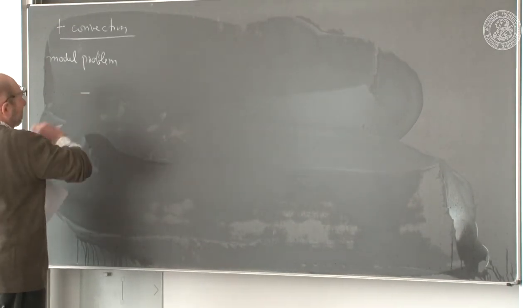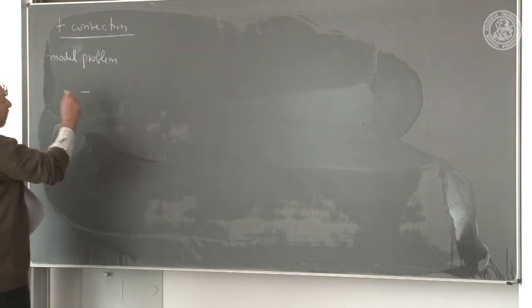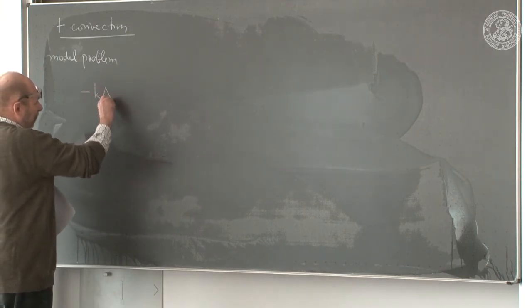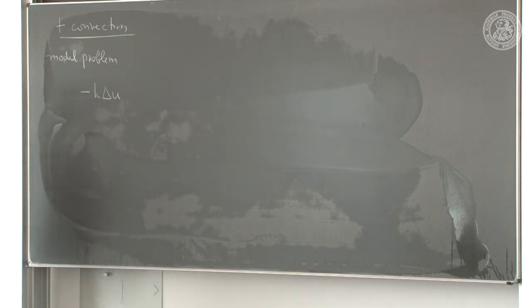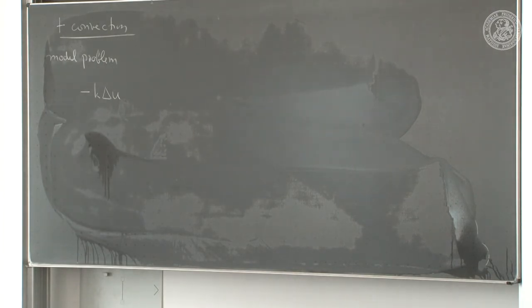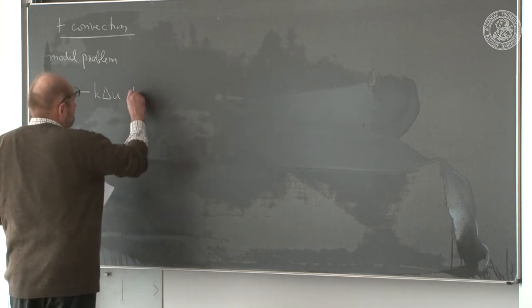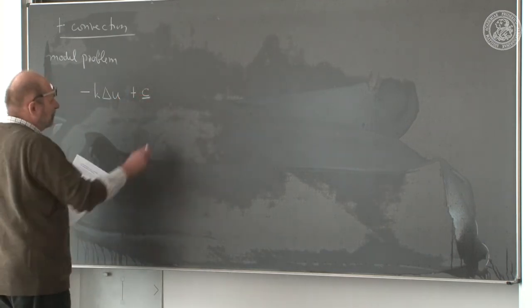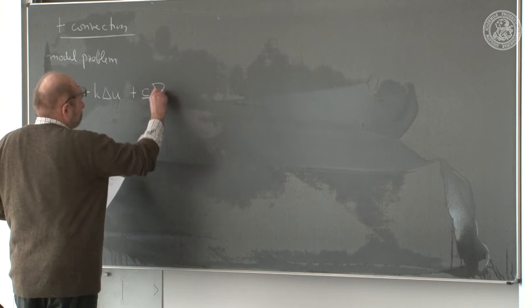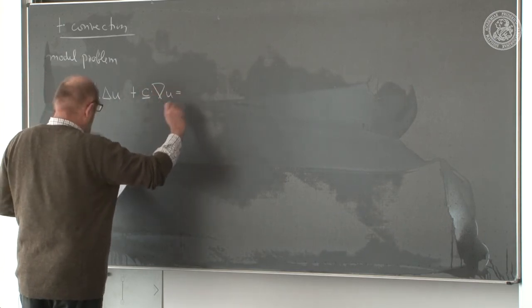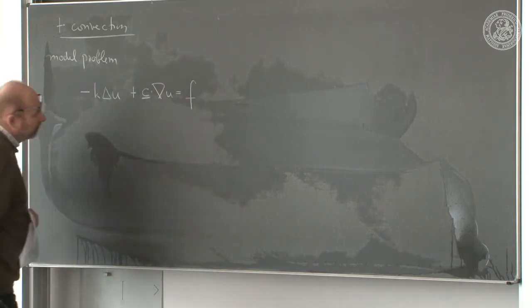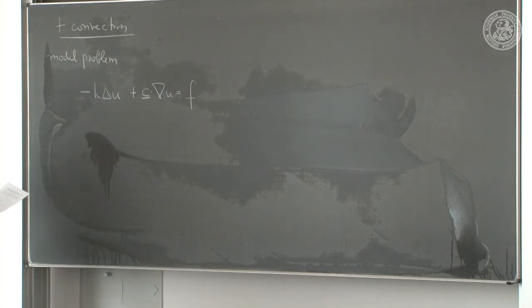We have minus the Laplacian. To be a little bit more precise, I keep a constant here in front. That would be in the applications the thermal conductivity or whatsoever, or the diffusivity, you name it. And now plus a certain field C times gradient of U.